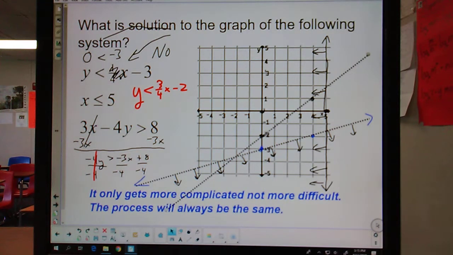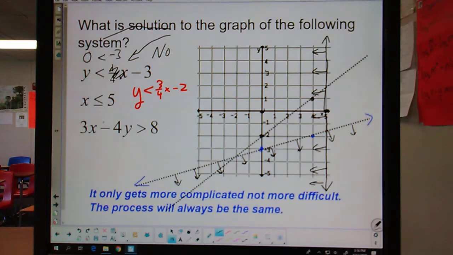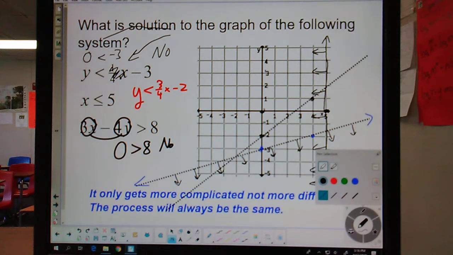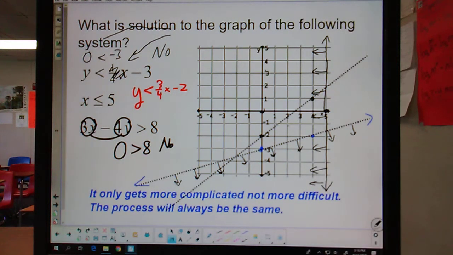All right, now let's test putting in 0, 0. Last time I tested it by using the one that I changed. You can also test it just by using the original one. If I put in 0 there and 0 there for y, if my x and y are 0, 0, is 0 greater than 8? No, 0 is not greater than 8. So this does not shade toward 0, 0. So it's shading away from 0, 0. Like that, like that, keep going.